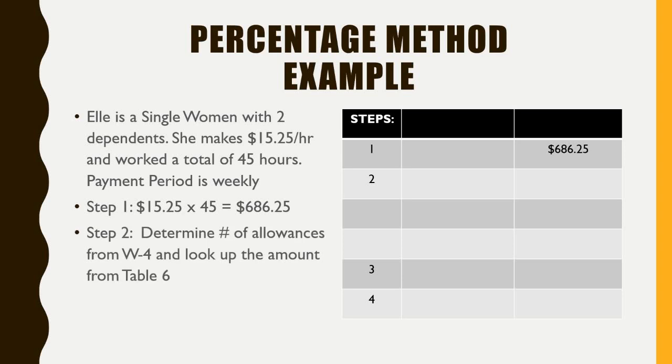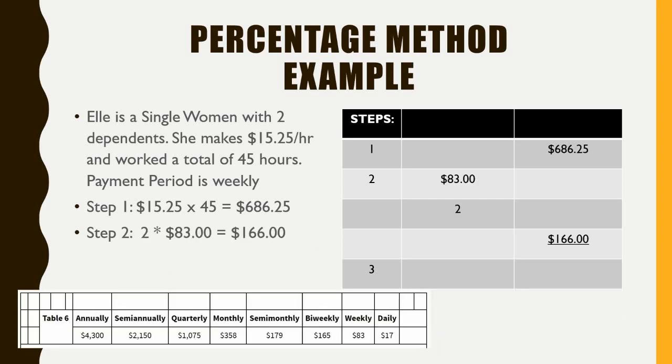Then step 2 is to determine the total amount of allowances from the W-4 form. We use that to look up the amount in the top part of the Circular E, which is table number 6. Table number 6 lets us recognize how much one withholding is worth, or how much to deduct per withholding.